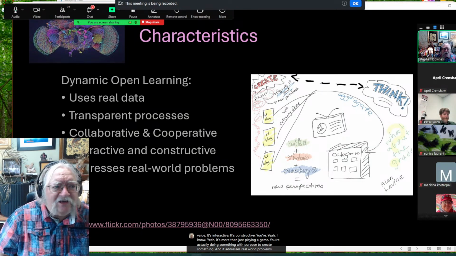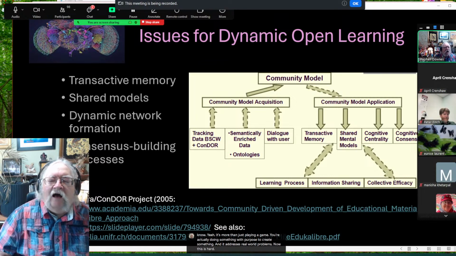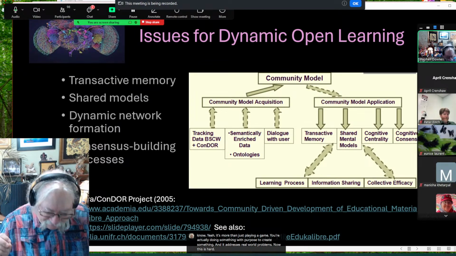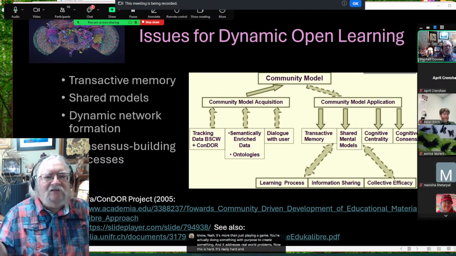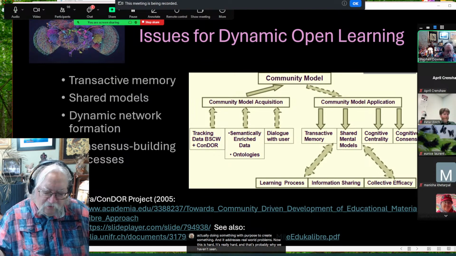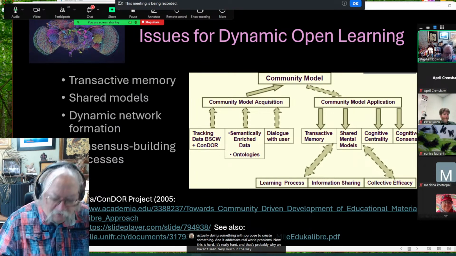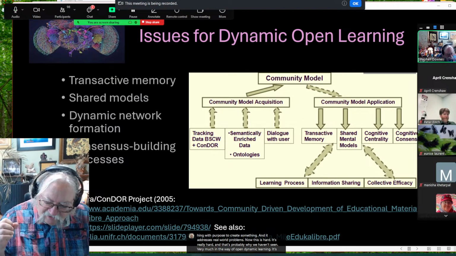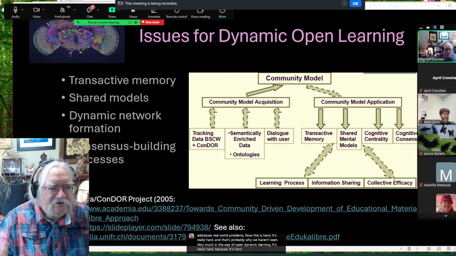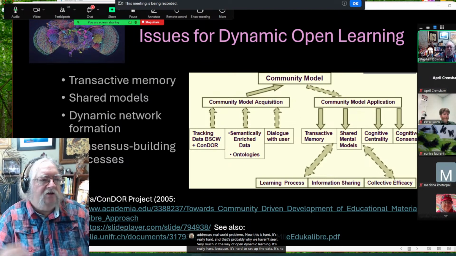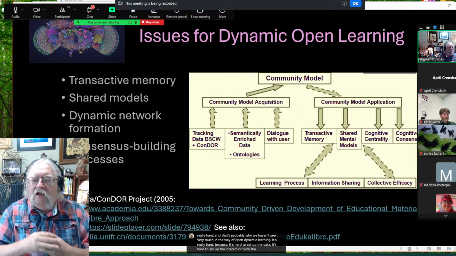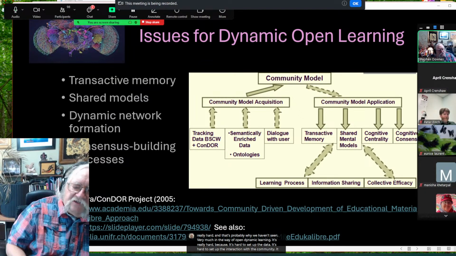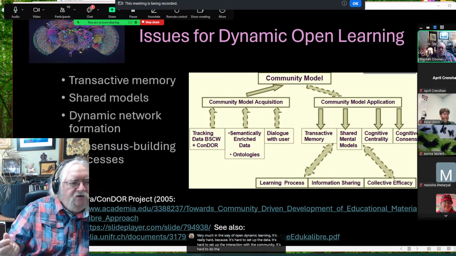Now, this is hard. It's really hard, and that's probably why we haven't seen very much in the way of open dynamic learning. It's really hard because it's hard to set up the data, it's hard to set up the interaction with the community. It's hard to do the conversation, the coming to conclusions, etc.